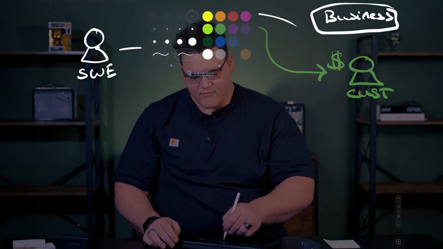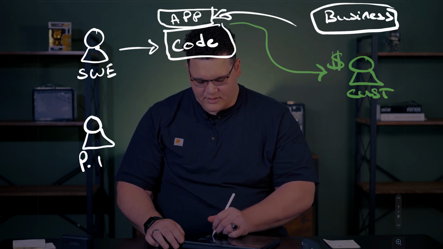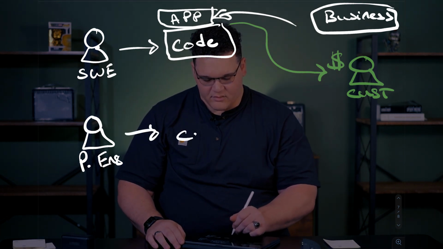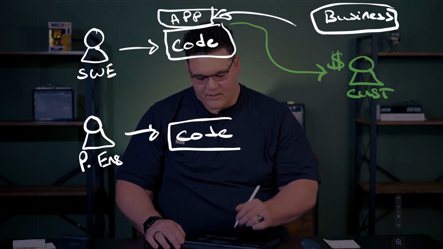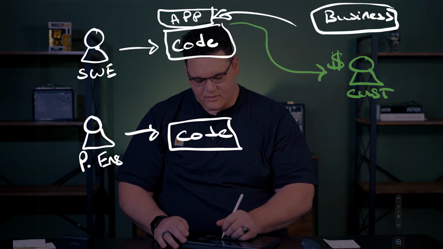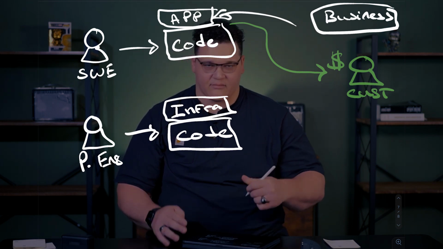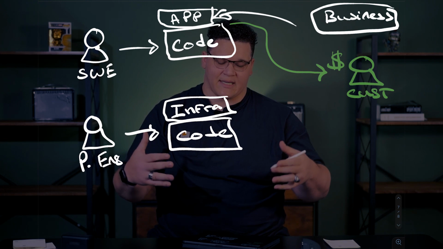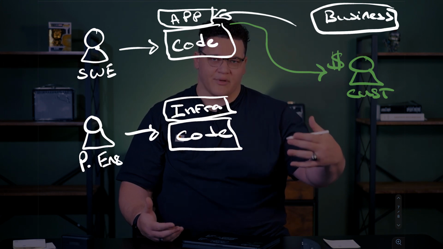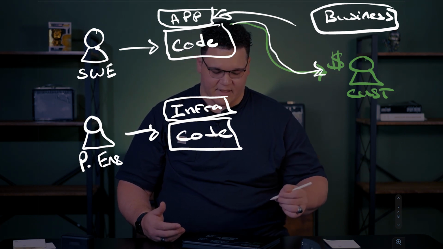Then we have our platform engineer, and I'll just write P-Eng for short. Like a software engineer, the platform engineer also writes code. But instead of that code being written for an app to sit on top of, the code is written for infrastructure, infra for short. Infrastructure-related items. What is infrastructure? You can think of it as all the things my application needs to actually be deployed to customers.